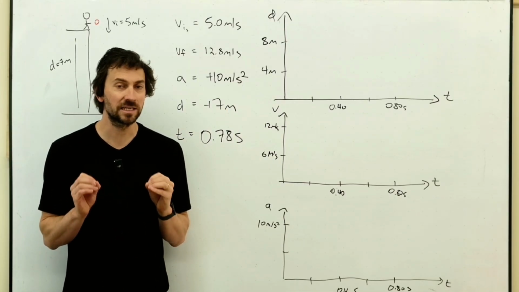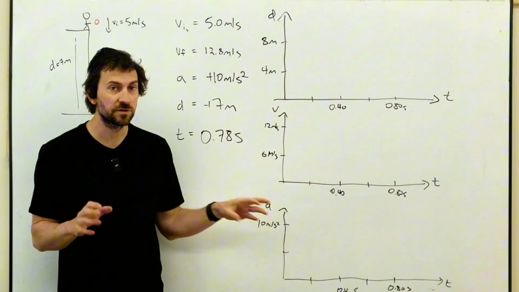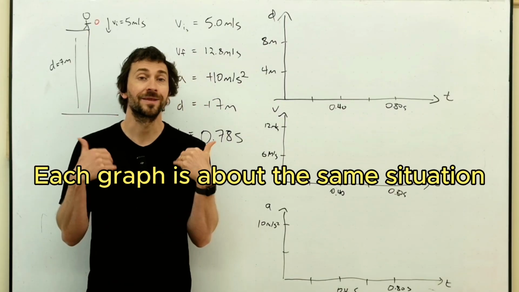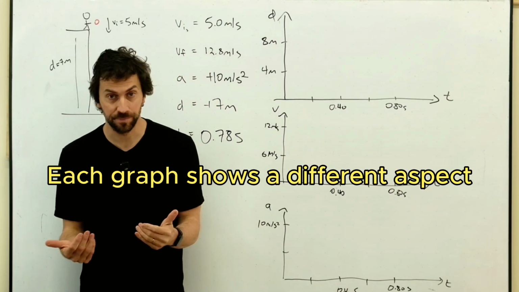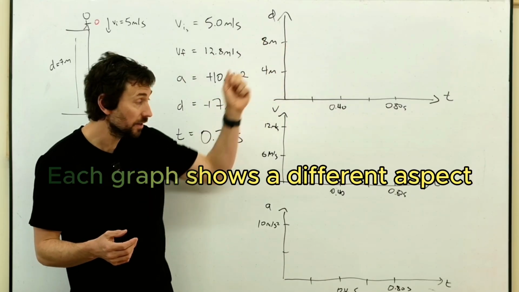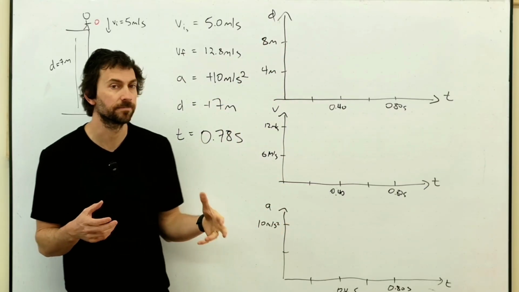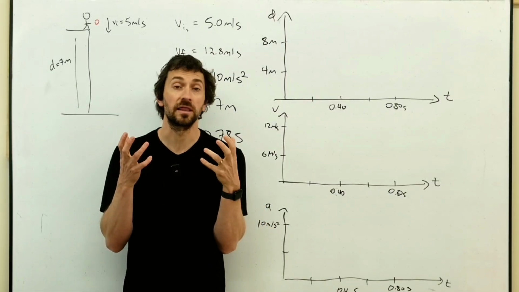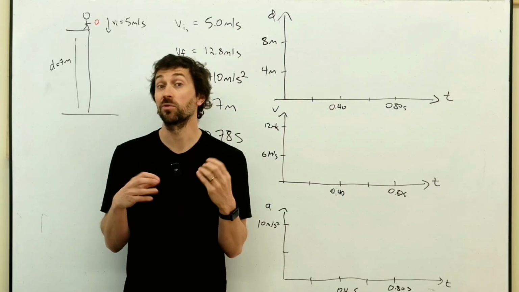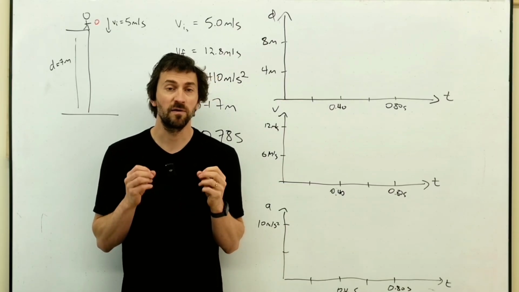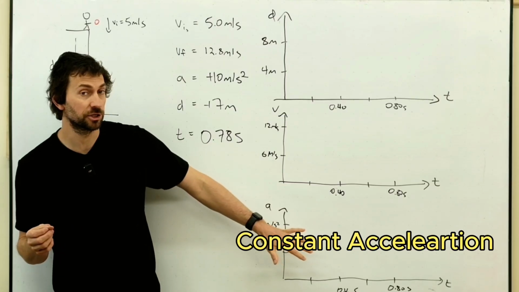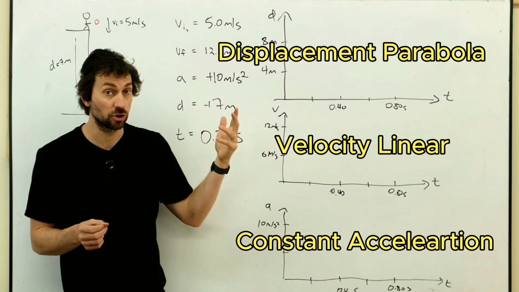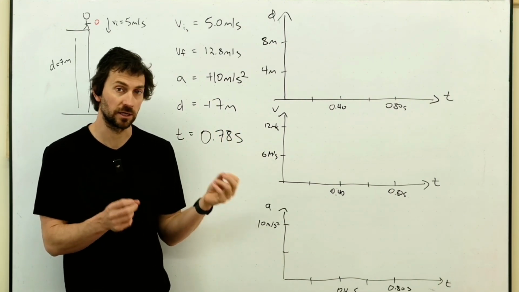And I should just say at this moment, these 3 graphs are all depicting the same thing. They're all depicting this one situation, but they're telling us about different aspects. This one's telling us about displacement, about velocity, and acceleration. And one of the things we do in physics is kind of separate these things so we can think about them separately and see what their relationship is to each other. Now, we've already said that when there is a constant acceleration, velocity is going to be linear and displacement is going to be parabolic or curvy. So we're going to try and capture those things in our graphs.